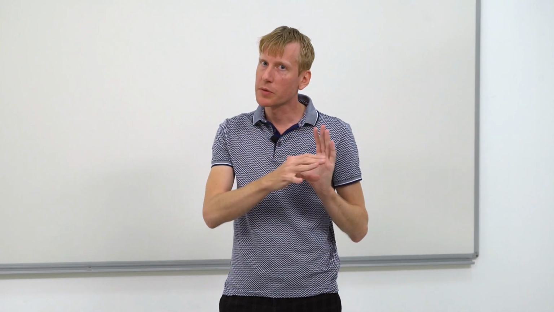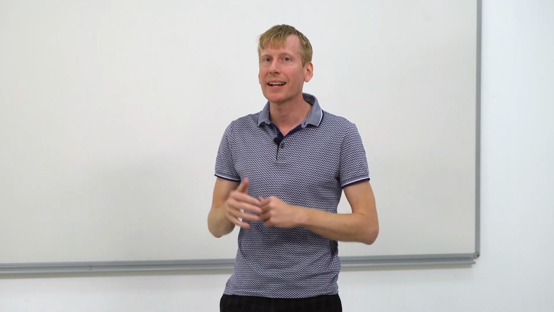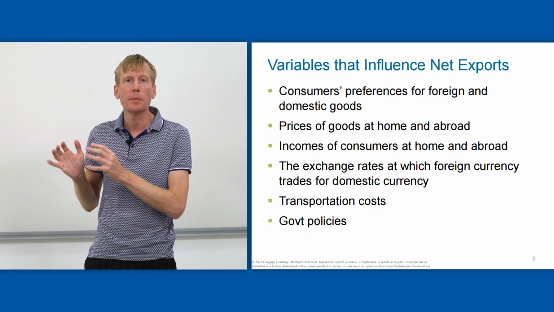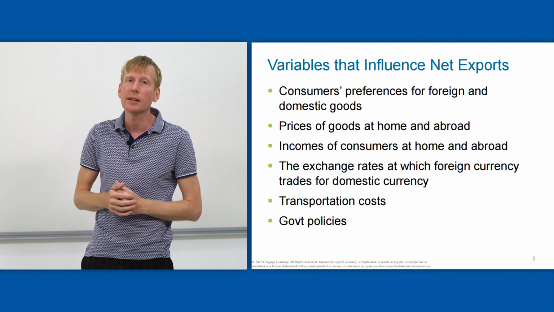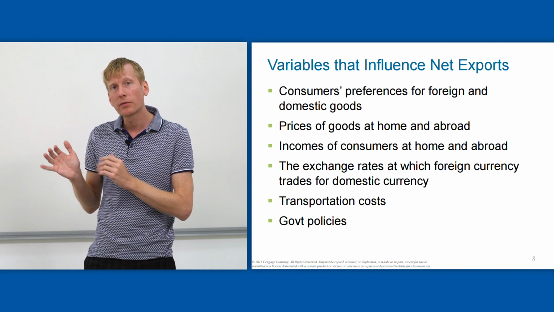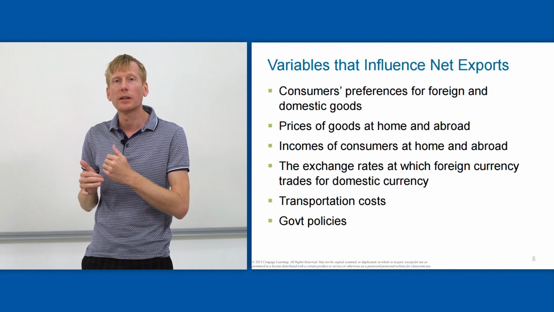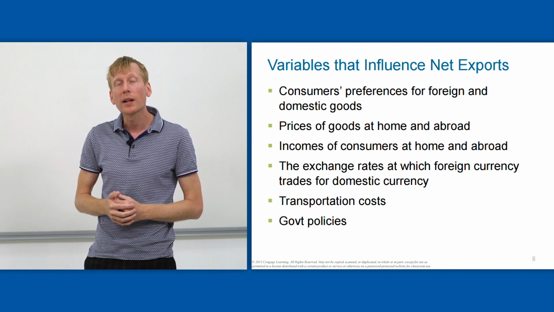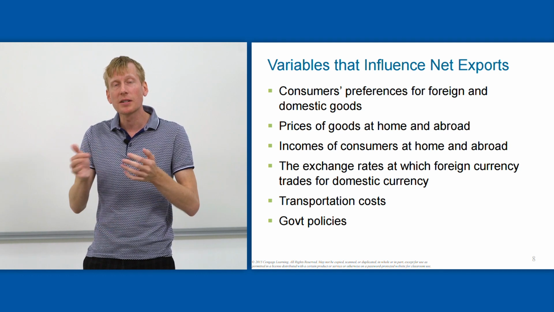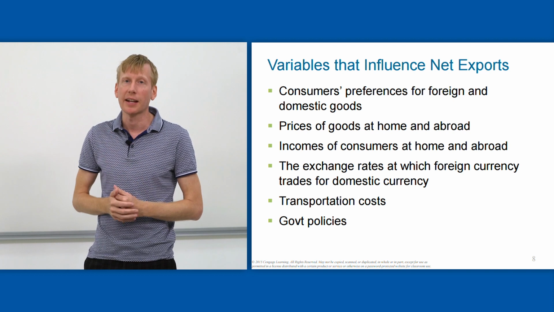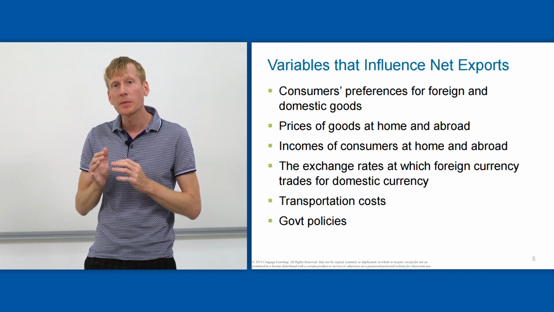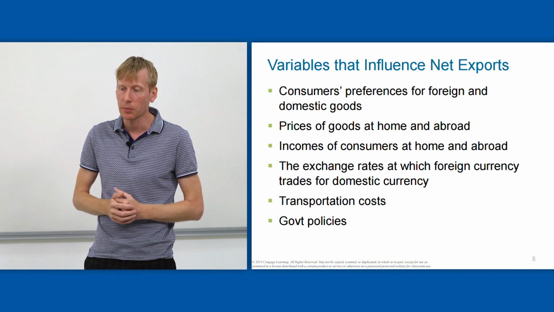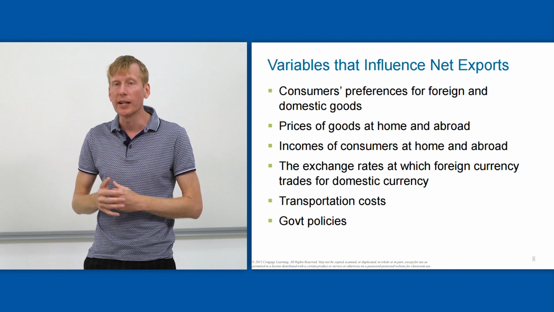Some of those variables we just mentioned influence net exports for a country. First, preferences. Like we mentioned, this preference for American-made things by patriotic Americans. Those preferences relative for foreign and imported goods can change. When they change, they influence net exports. Relative prices of domestic versus imported goods affect net exports. Incomes of consumers at home or incomes of consumers abroad affect net exports, as do exchange rates.